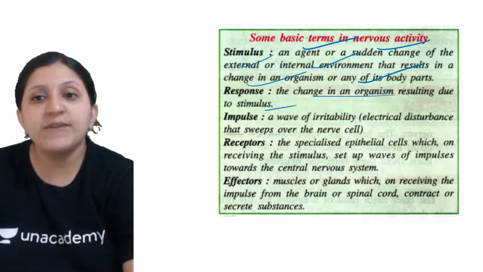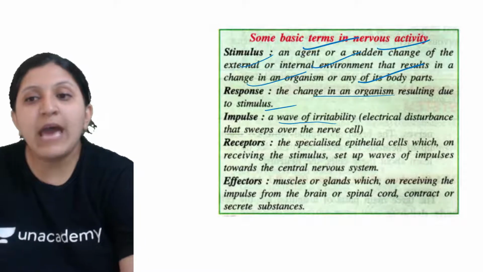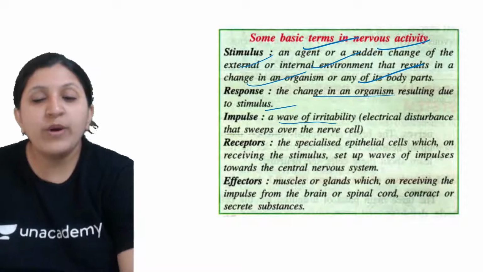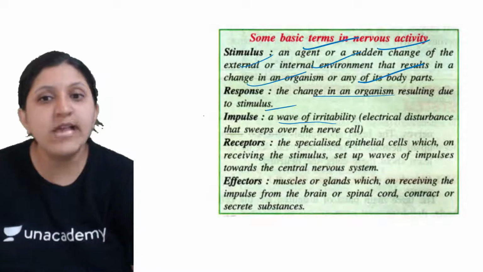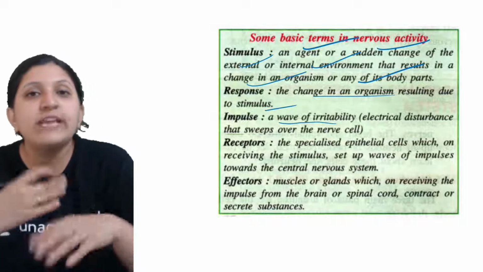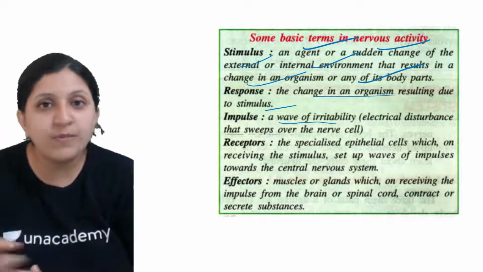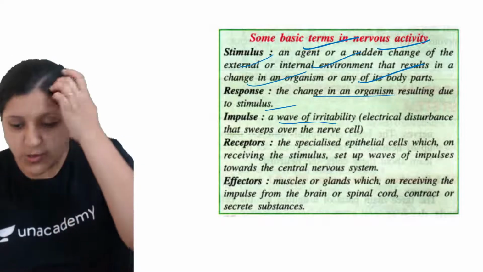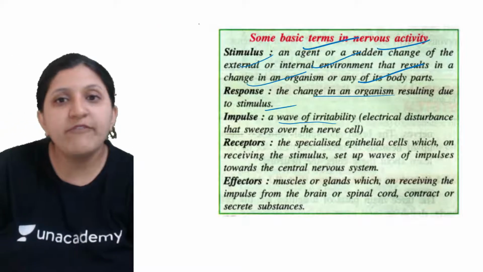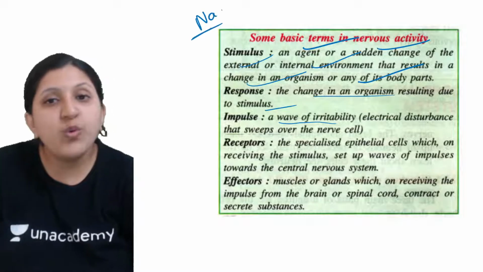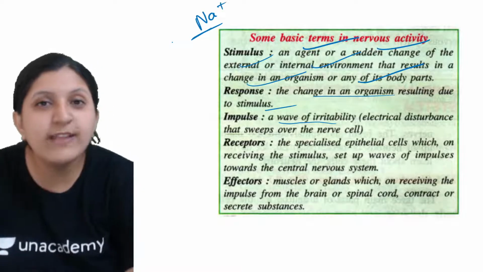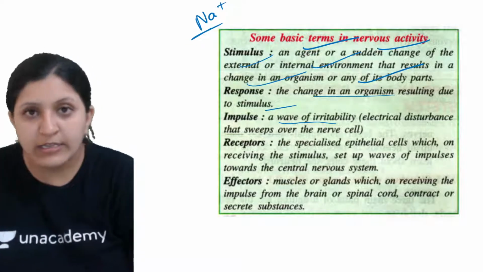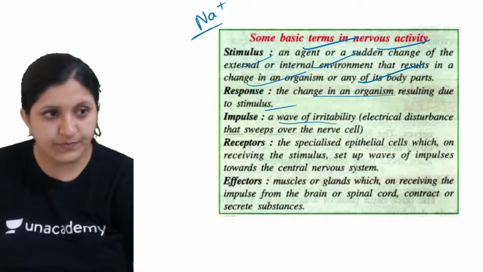Impulse, when we mention, is a wave of irritability, that is an electrical disturbance that sweeps all over the nerve cell. So over the nerve cell we can find the exchange. There is a sodium potassium pump. So sodium is being pumped inside, and because of that there is an impulse which is actually conducting. So conduction of an impulse is occurring.